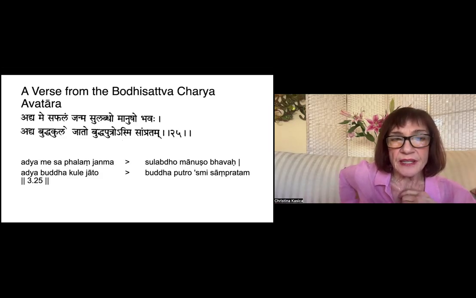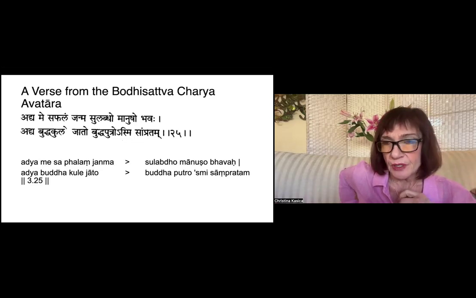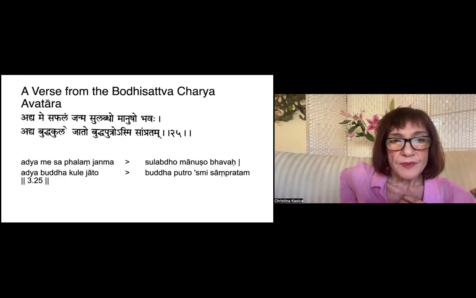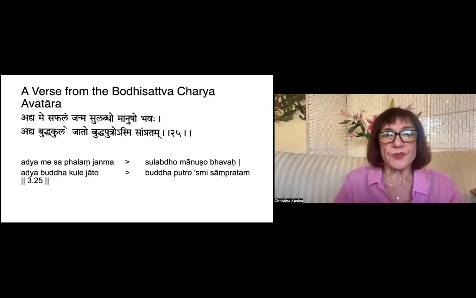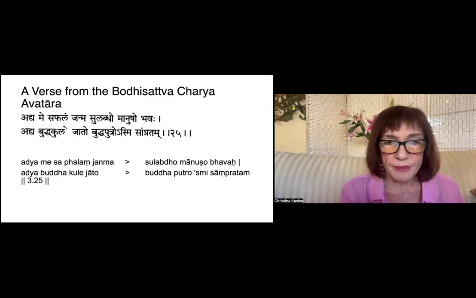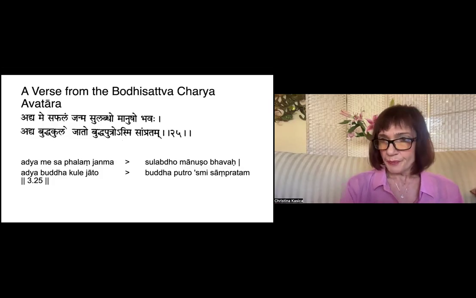Now look in the line below that. There are two dental S's. Which ones are the dental S's in that last part of the second line? Asmi. Smi, and another one. Tam, Pratham. Sampratam. That's plain dental S. Sampratam.